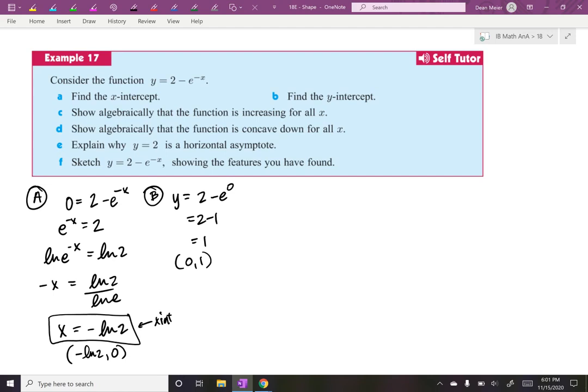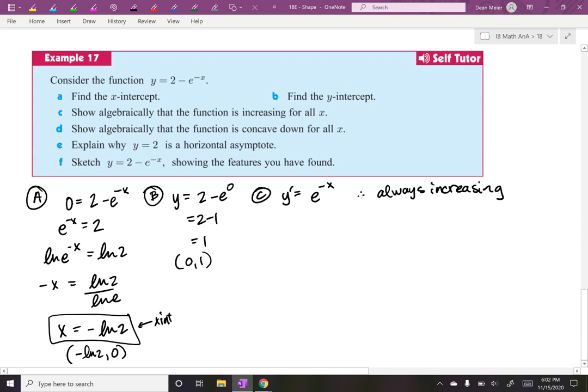So again, I will have to take the derivative. So part C, y prime is going to equal, derivative of 2 is nothing, derivative of e to the negative x is negative e to the negative x, chain rule, negative. So it's just e to the negative x. That is our derivative. When does that equal 0? Never. And so therefore, it's always positive. So this graph is always increasing. So we call that monotonic. So this graph is therefore always increasing.